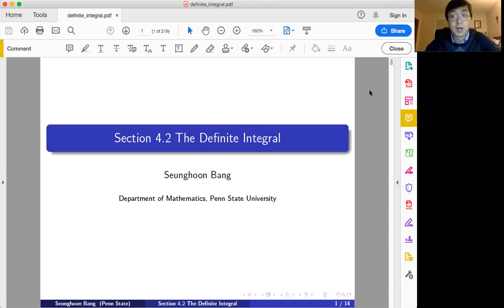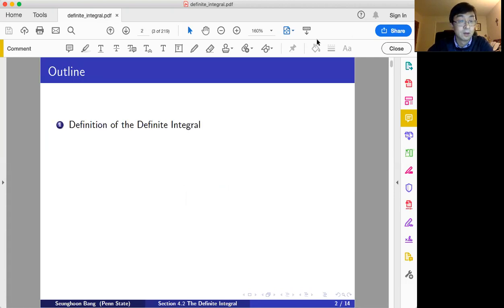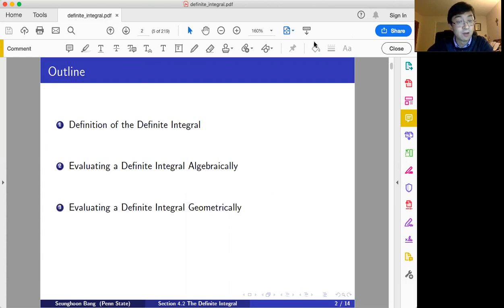Okay. Today I want to talk about section 4.2, the definite integral. This is like an outline. The first one, the definition of the definite integral. Second, evaluating a definite integral algebraically. Third, evaluating a definite integral geometrically. The last one, I would like to talk about properties of the integrals.